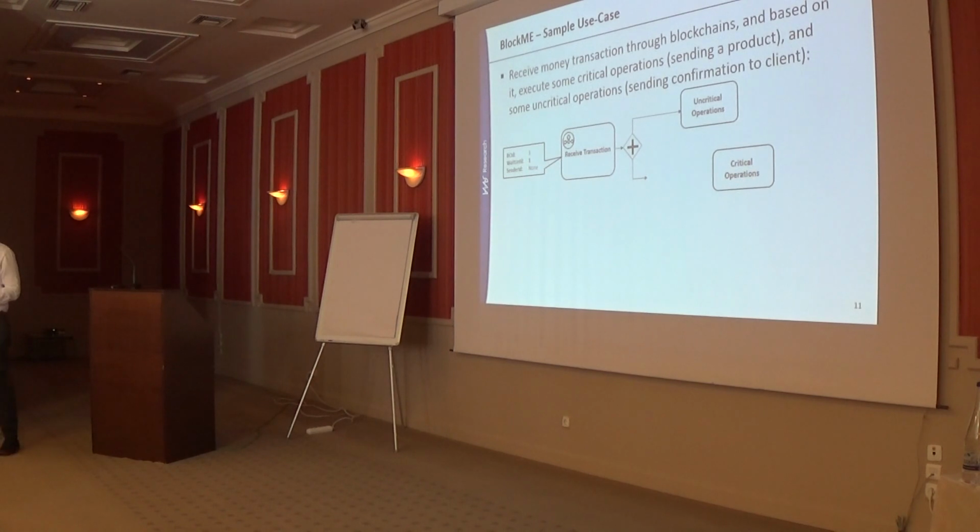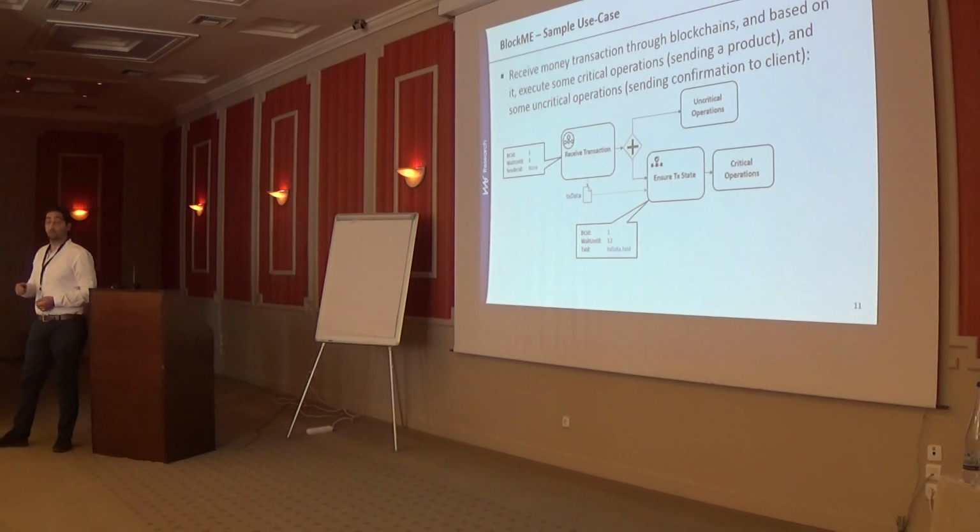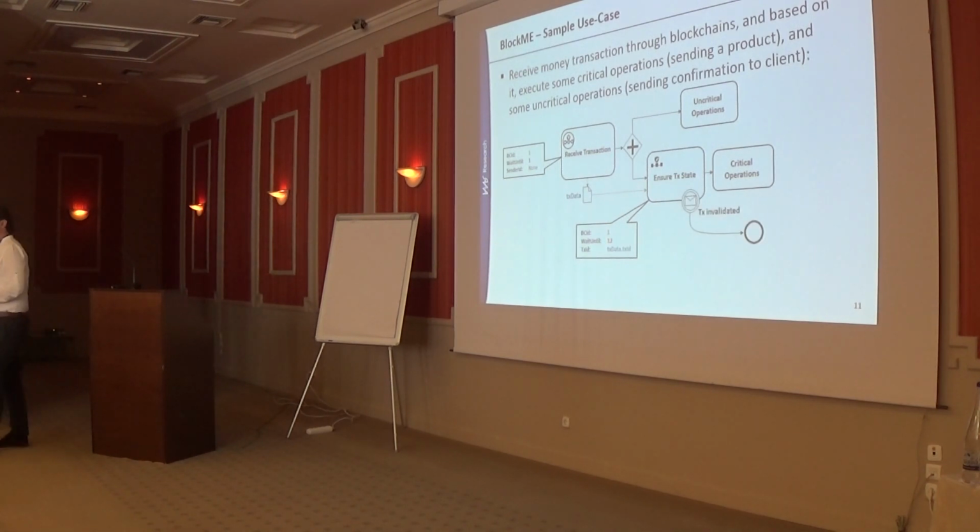However, for the critical operations, I want to be sure, at least more sure, that the transaction is durably persistent. And that's why we introduced here an additional task, which is called ensure transaction state, with a value of wait until 12, which means that we want to wait for 12 block confirmations before we continue. Of course, in order to tell which transaction needs to be monitored by this task here, we pass this information from the previous task.